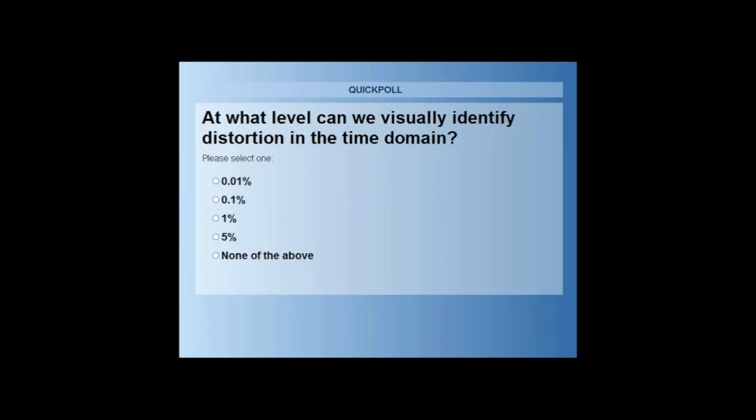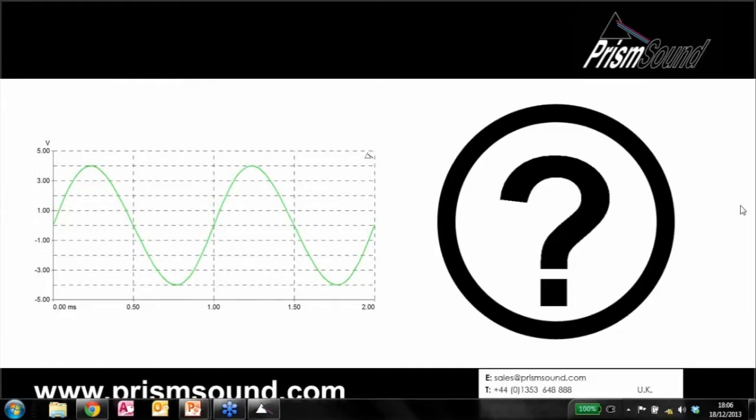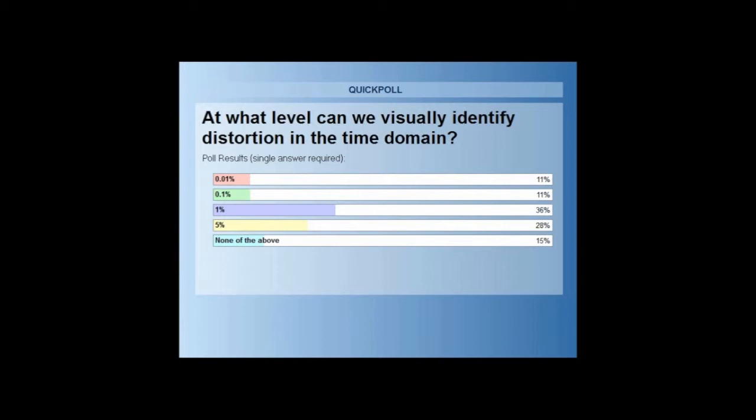Okay, just wait a little longer, and then I'll bring it to a close, and we'll have a look. Okay then, so let's have a look. What we've got is, again, quite a good spread here. 11% of you saying 0.01%, 11% saying 0.1%. The majority of you have chosen 1%, with quite a few of you picking 5%, and then some of you picking none of the above. Well, the answer actually is none of the above, and we'll see why now if I just take that off.